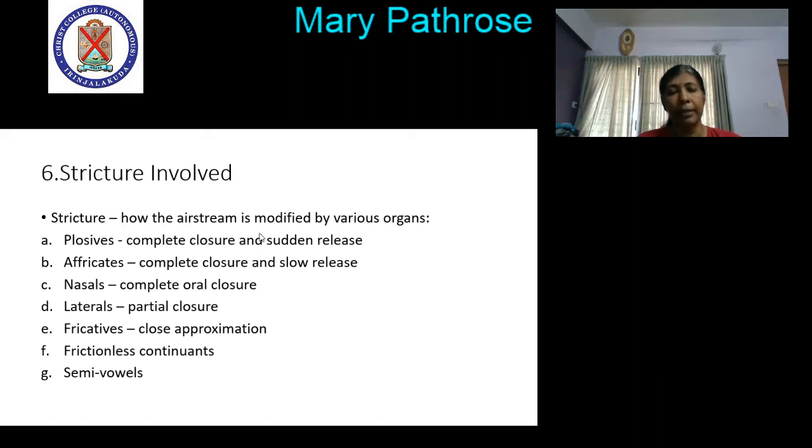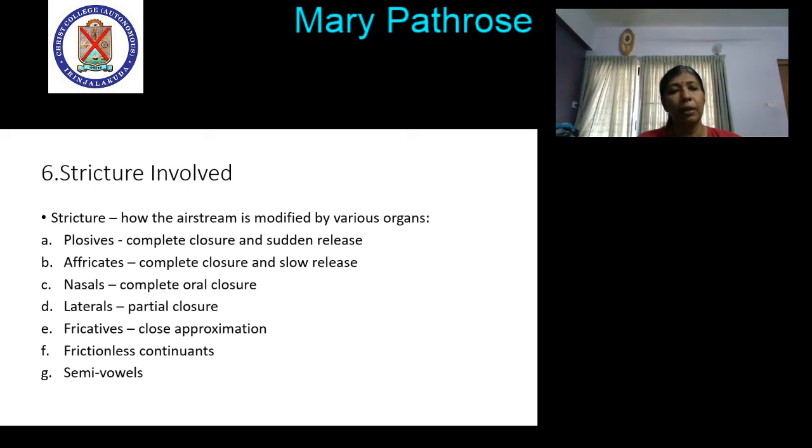The soft palate is raised, blocking the nasal passage. When the two articulators are gradually separated, the lung air escapes slowly through the mouth. Due to the slow release of the lung air, it is possible to hear friction in the case of an affricate sound. There are two affricates in RP. They are "ch" and "j".